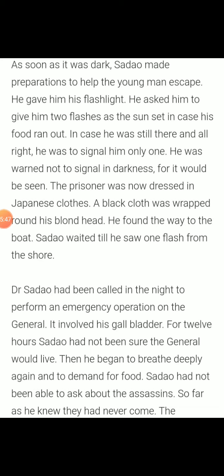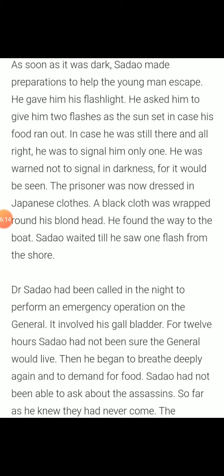The prisoner was now dressed in Japanese clothes. So just imagine, humanity got the better of patriotism. And now the American prisoner of war was dressed in Japanese attire, so as to escape unnoticed. A black cloth was wrapped around his blond head. He found the way to the boat. Sadao waited till he saw one flash from the shore.